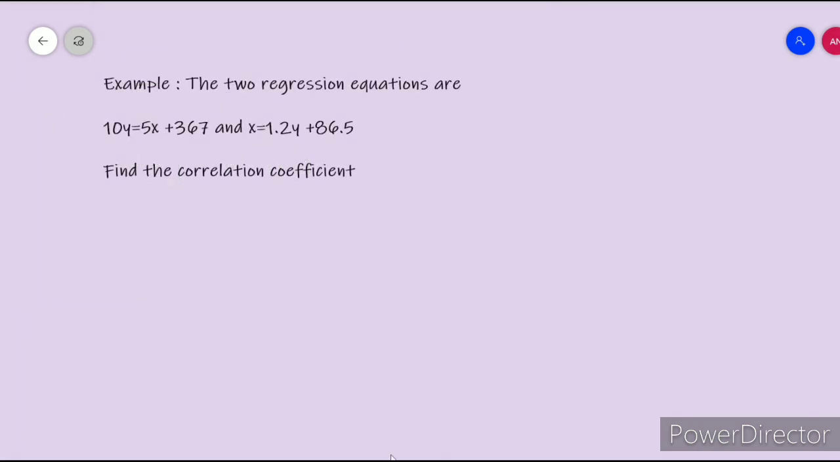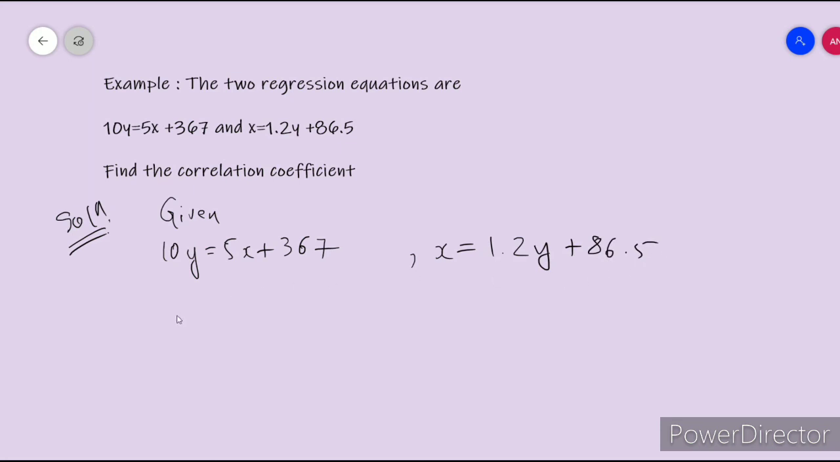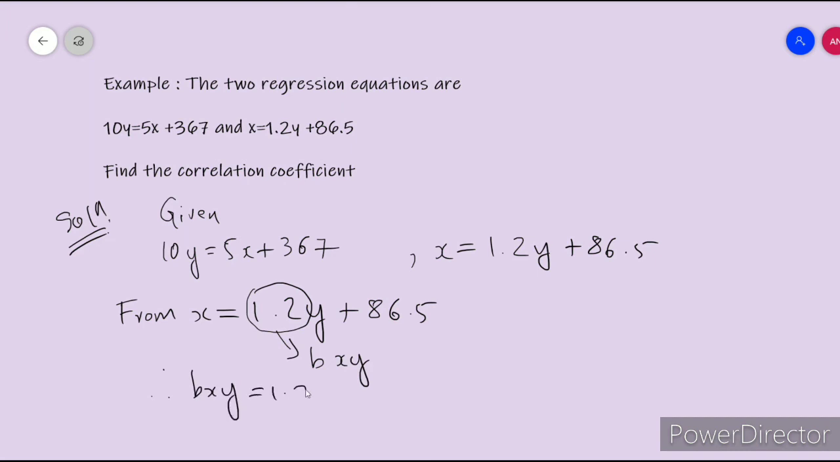So let us take an example where we have regression equations instead of regression coefficients, and we have to find the correlation coefficient. We've already established that the correlation coefficient is the geometric mean of the two regression coefficients. So here we are given two regression equations. So let us solve this. What is given is the regression equation of y on x, and we have the regression equation of x on y. From this equation, x equals 1.2y plus 86.5, this part here is nothing but the regression coefficient of x on y. So here bxy is equal to 1.2.